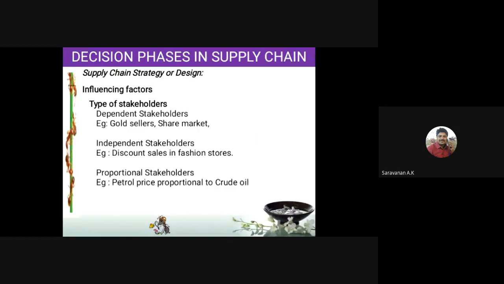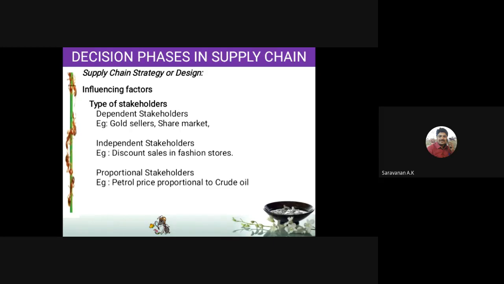And next thing, the decision will be affected by the stakeholders. For example, the dependent stakeholder, for example, a gold seller or the share market. Let us take a gold seller. Sellers cannot fix the gold rate. The gold rate will be decided by a central agency. Whatever amount is decided by that agency, the gold sellers have to follow it. Today the gold rate is 4,000 rupees, which means GRT cannot fix a different rate. GRT has to obey what that committee said. So this is what we call a dependent stakeholder.